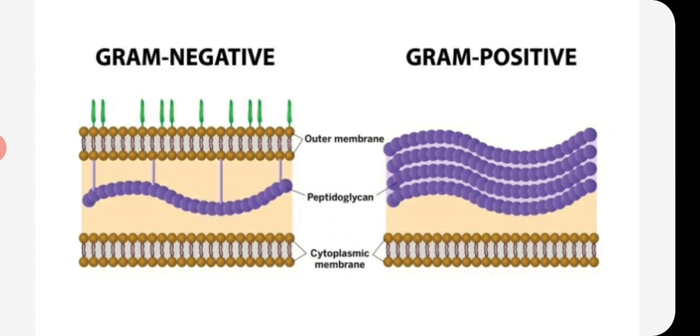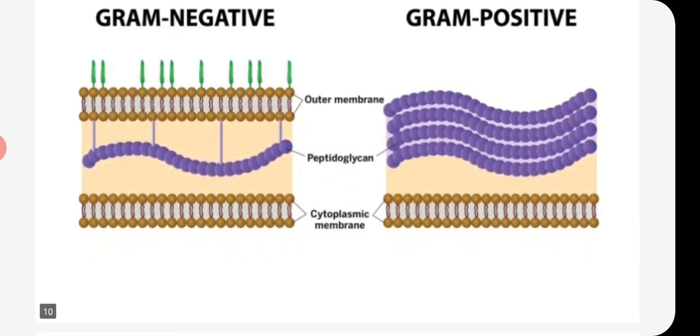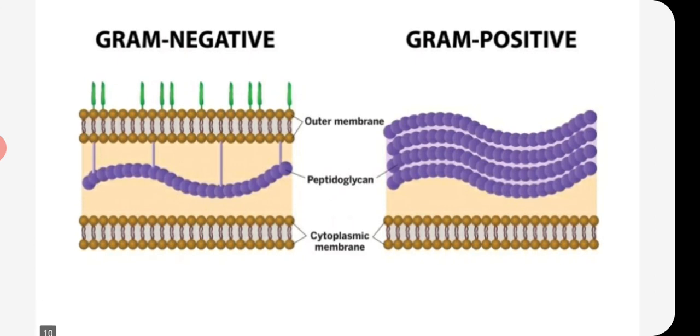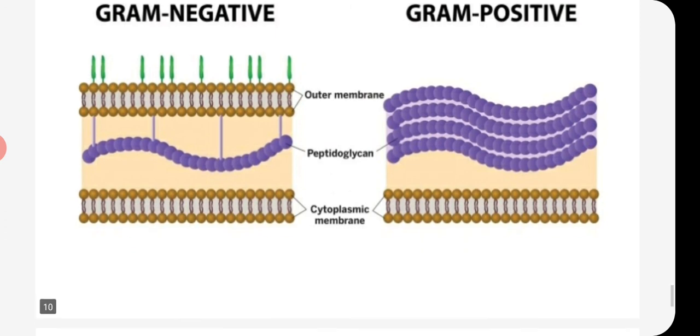So we can simply identify the two types of bacterial strains depending upon the stain which they retain at the end of the process. They are gram negative and gram positive bacteria, right?